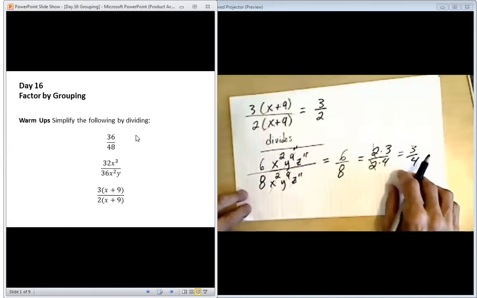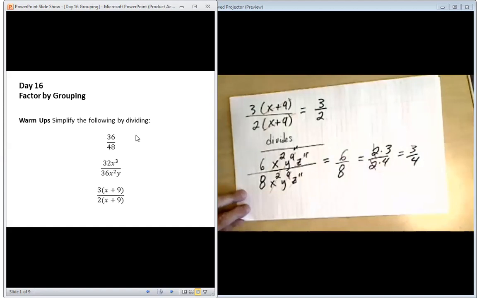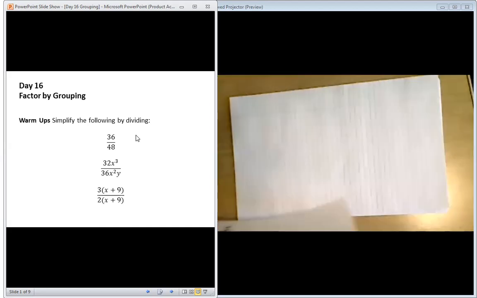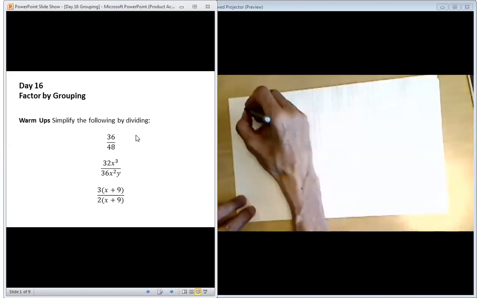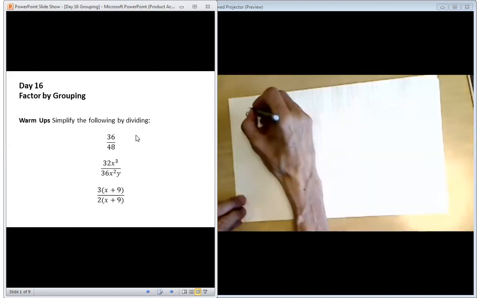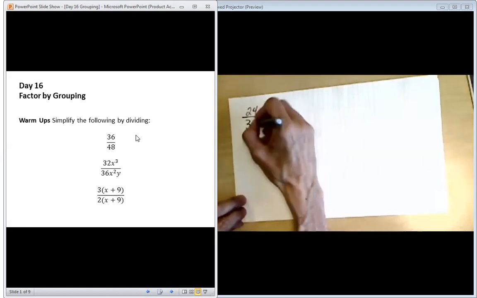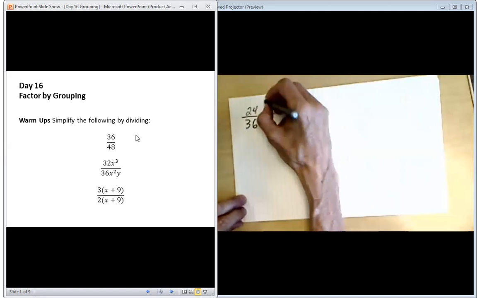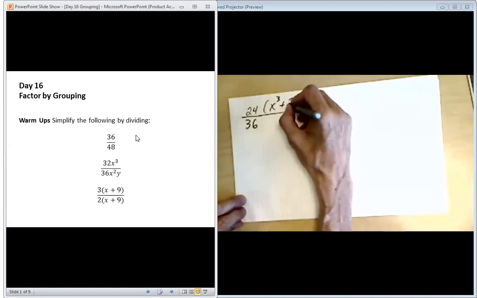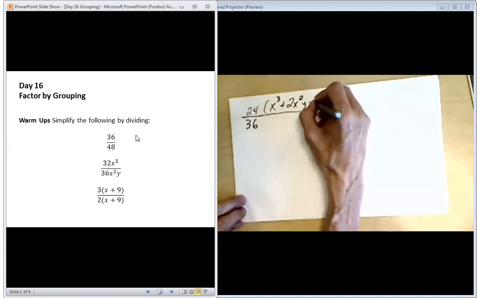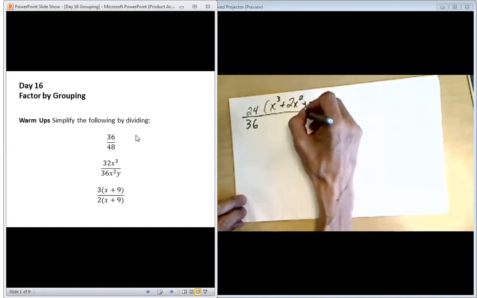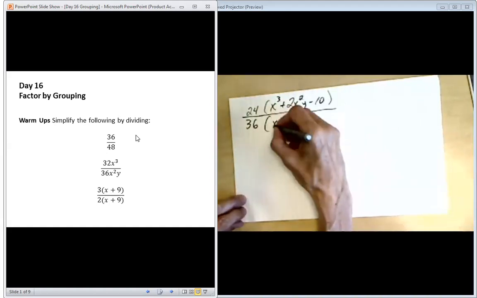Okay. So next example then. Looks like this one. See? Bigger numbers. So a little more factoring. 24, 36. And just for fun, you've never seen anything like this before. 2x squared y minus 10. But take a close and careful look.